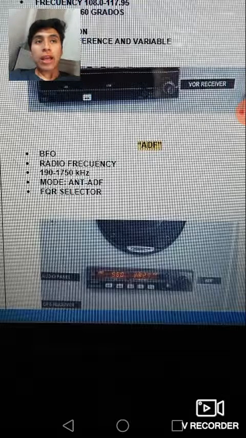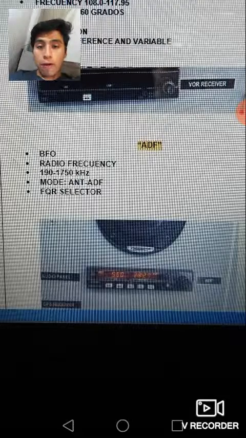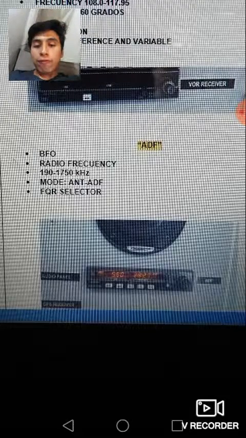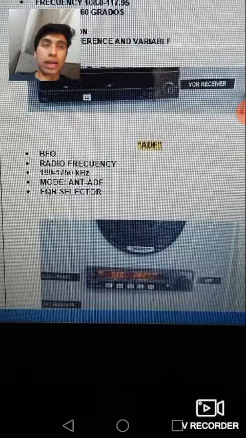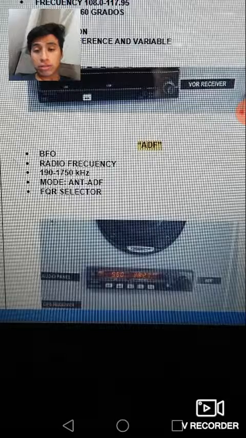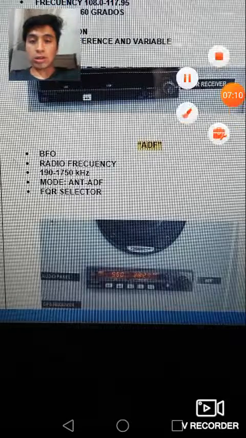This system gets information around the aircraft in relation to the radio frequency. For this reason, the technology improved and developed different systems that replace this system because it doesn't give more security about the navigation. So that's all. Thank you.